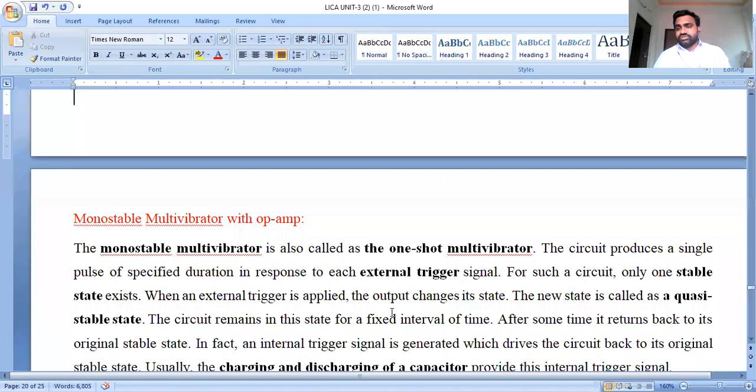In yesterday's quiz analysis also, most of the people had this misconception. Quasi stable operating region means it is not unstable. Quasi stable means temporarily stable. The term quasi stable means it is temporarily stable.